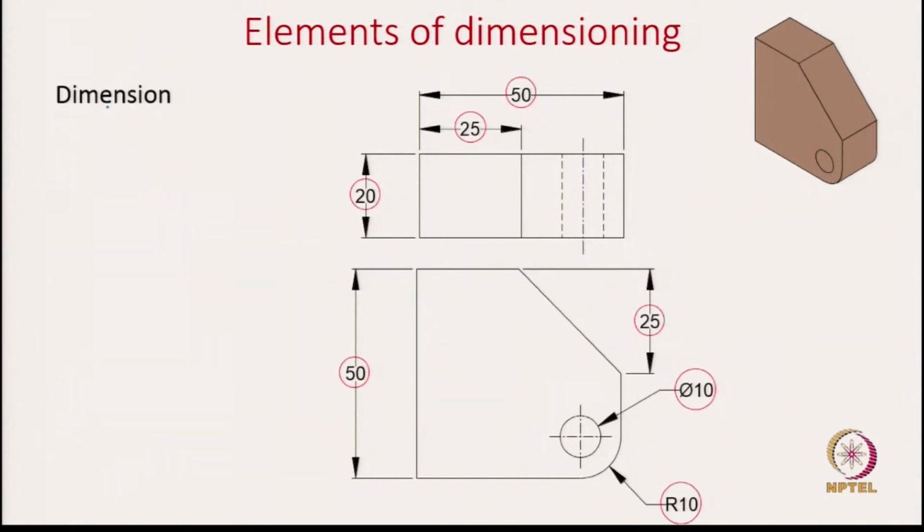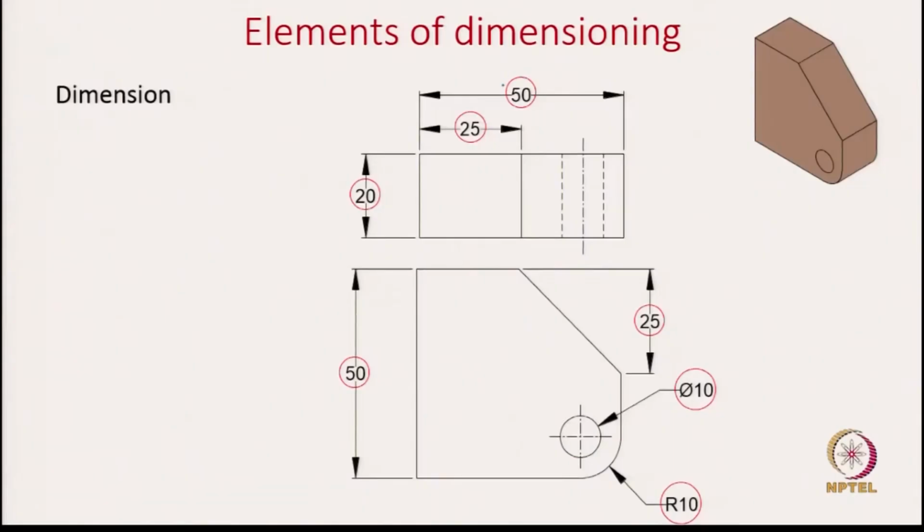When I say dimension, it is a number which represents the size or location. You are giving a value to the dimension. So, for example, here the width of the object is 50, the overall dimension is 50, and maybe the height of the object is also 50 here, and the depth is 20. All these numbers represent the dimension value. In short, we simply call it dimension.